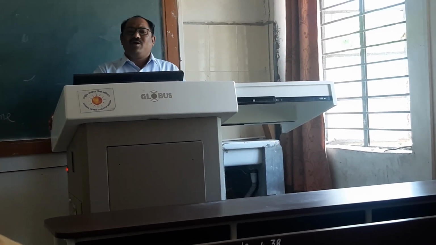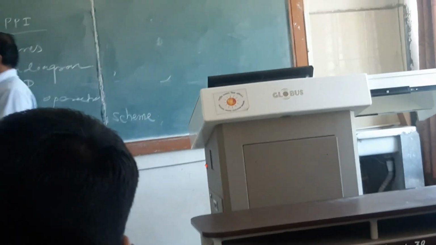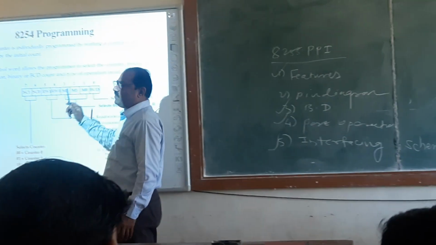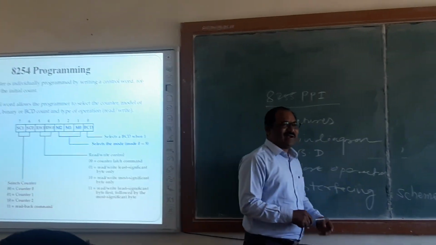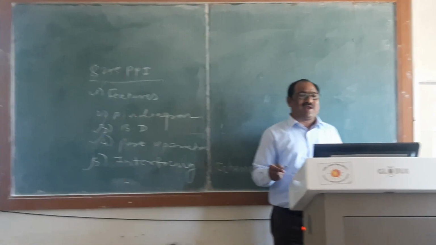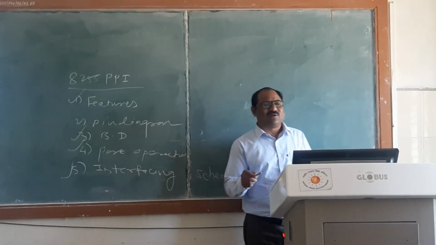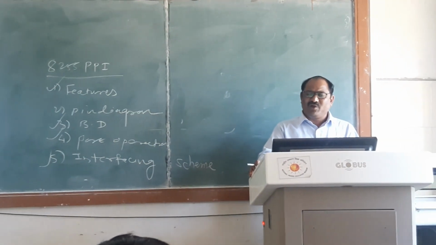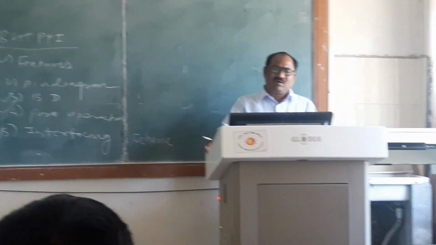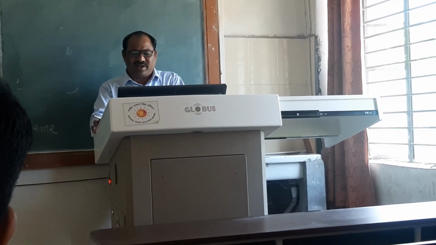Next, M0, M1 and M2. If all bits are 0, 0, 0, mode 0 is there. There are 6 modes. We'll see in particular what actually each mode does, but first we see the selection of the modes. If D1 equals 0, D2 equals 0, D3 equals 0, then mode 0 is selected.